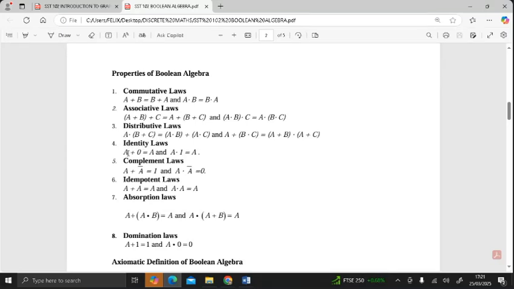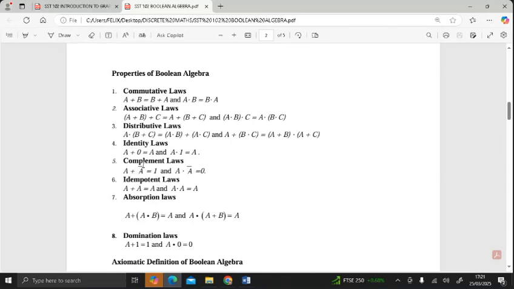Under identity laws, we're saying that A or false will be A, and A and true in this case, the variable 1, is A.